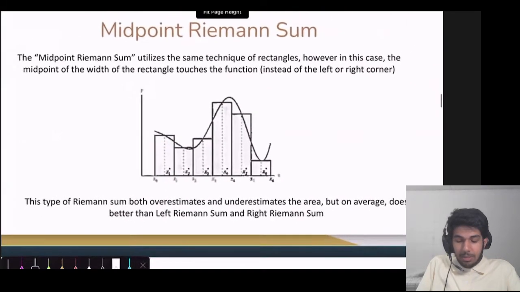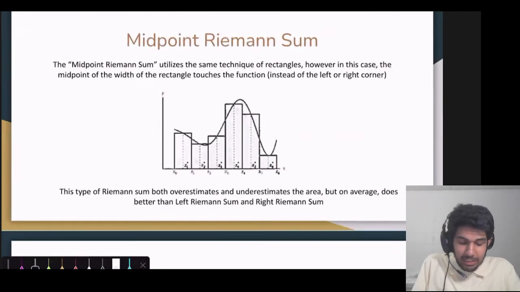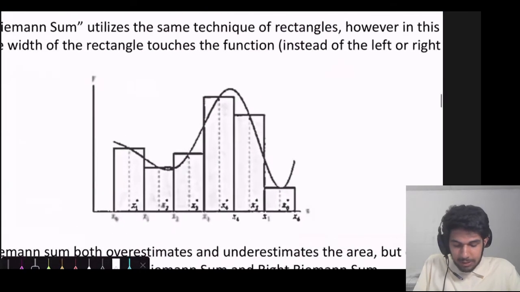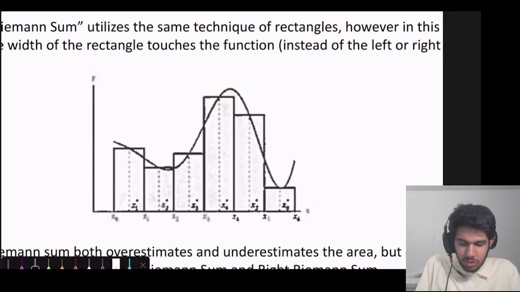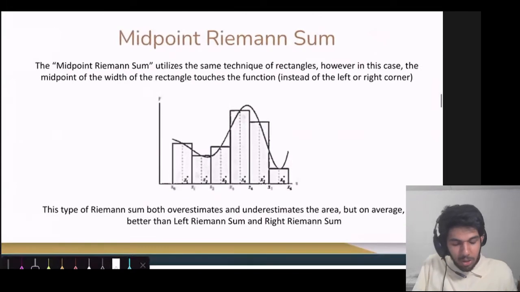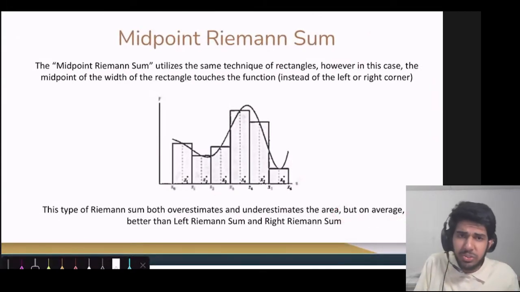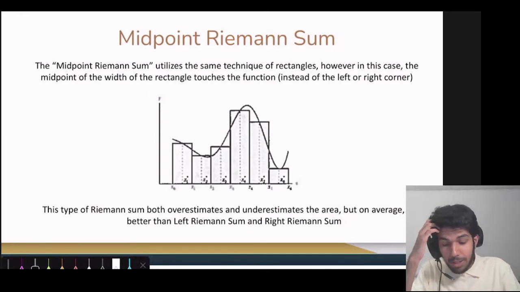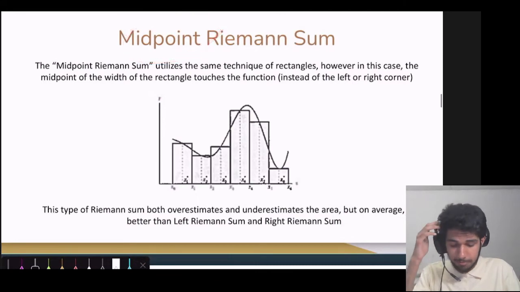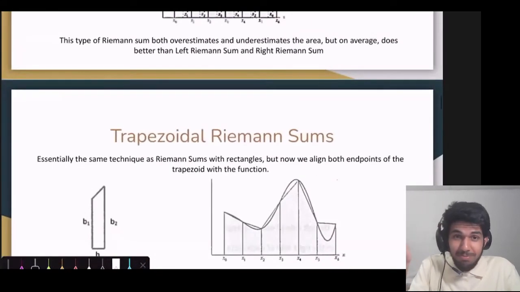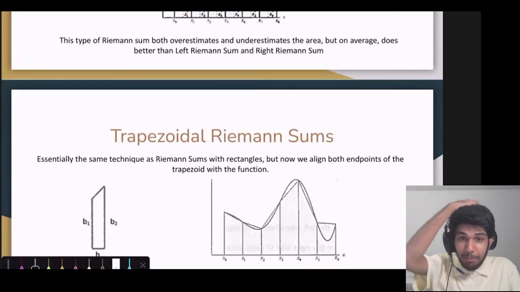So this type of Riemann sum both overestimates and underestimates the area. Like, for example, if we look at this rectangle here, we have this part that goes over the curve, but then we're missing out on some parts under the curve. So it's a little bit of both. So that's why, on average, it does better than left and right Riemann sums. It goes over, but it also goes under, so sometimes it cancels out a little bit. So this is an even better approximation for area under a curve. But we can do perhaps even better using trapezoids.